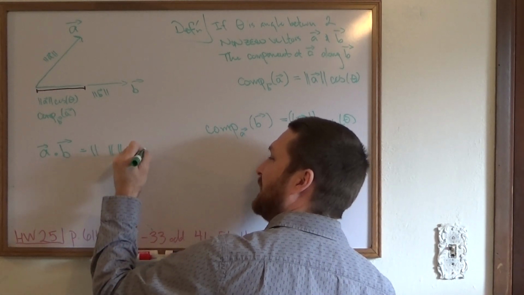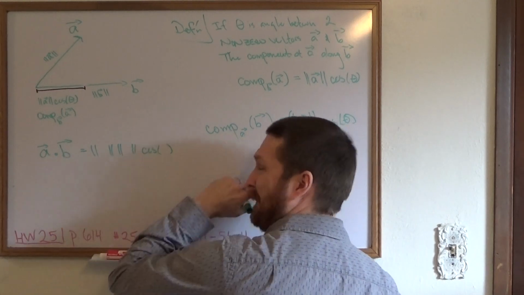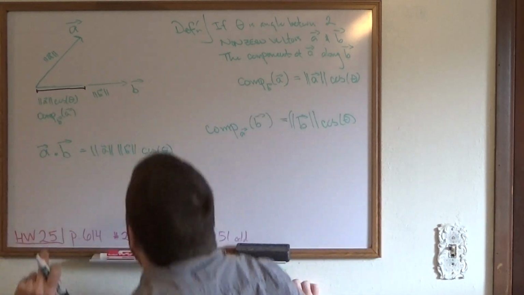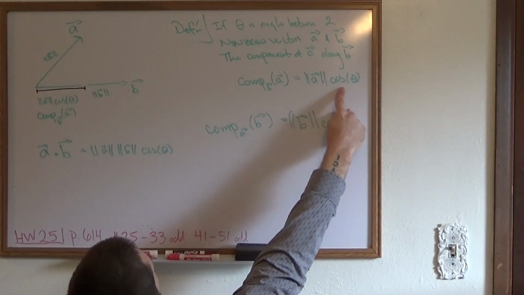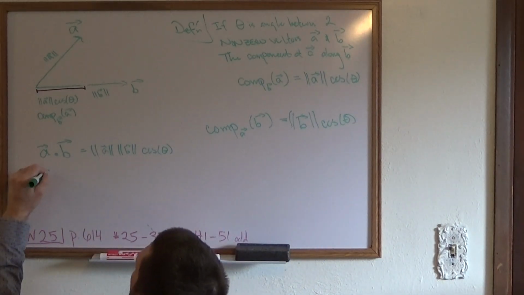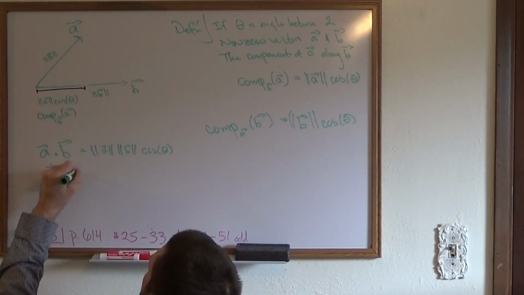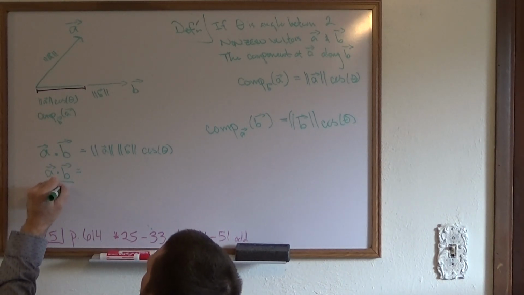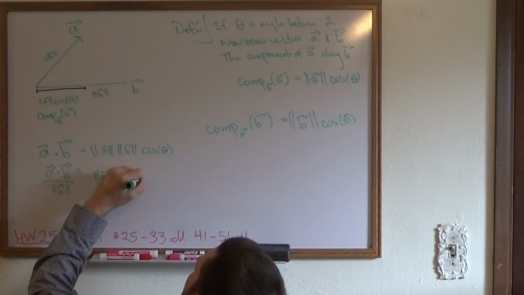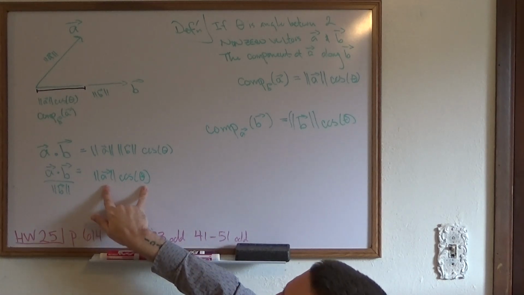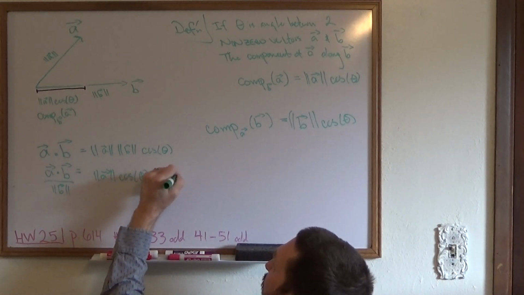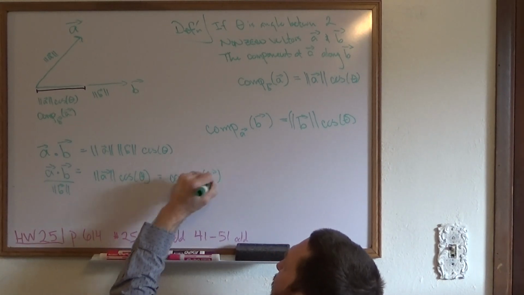Magnitude of A, magnitude of B times cosine theta. And now this is the thing we're trying to find. So if I divide both sides by the magnitude of B, I'll have A dot B divided by the magnitude of B is equal to A cosine theta, but that's the value I'm trying to find, right? Yeah. That is that length that I'm looking for, that length that we're calling the component of A along B.